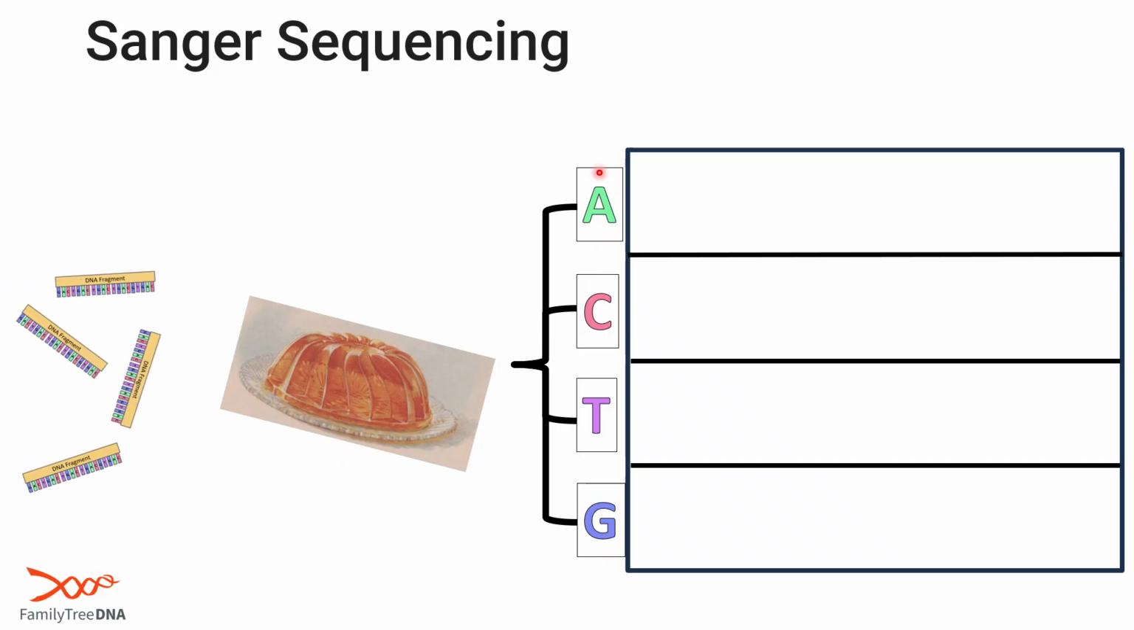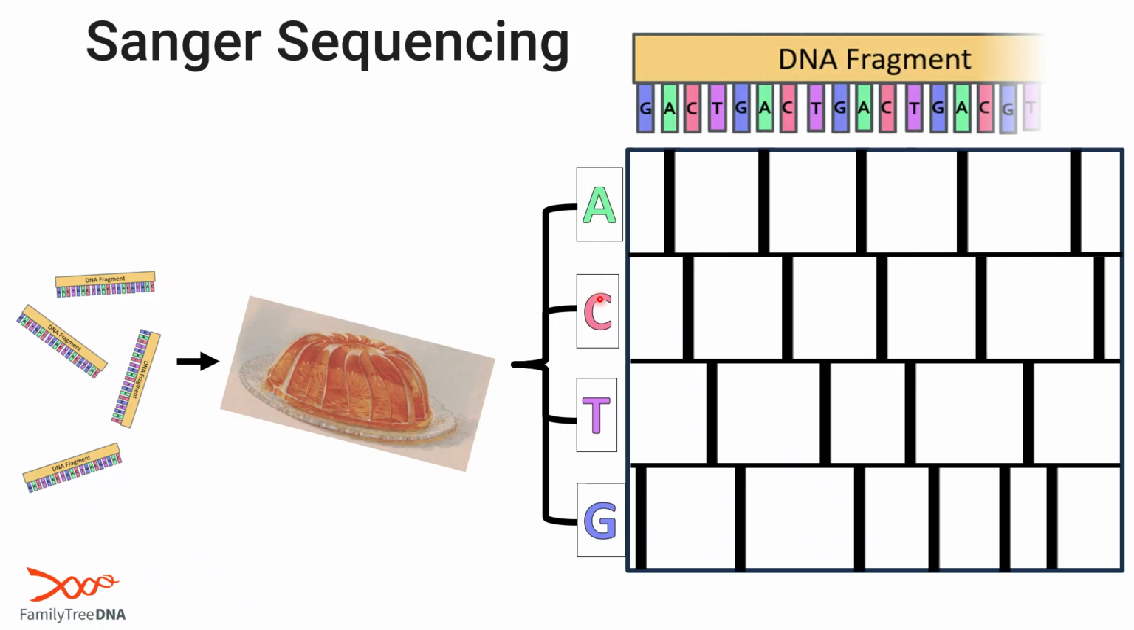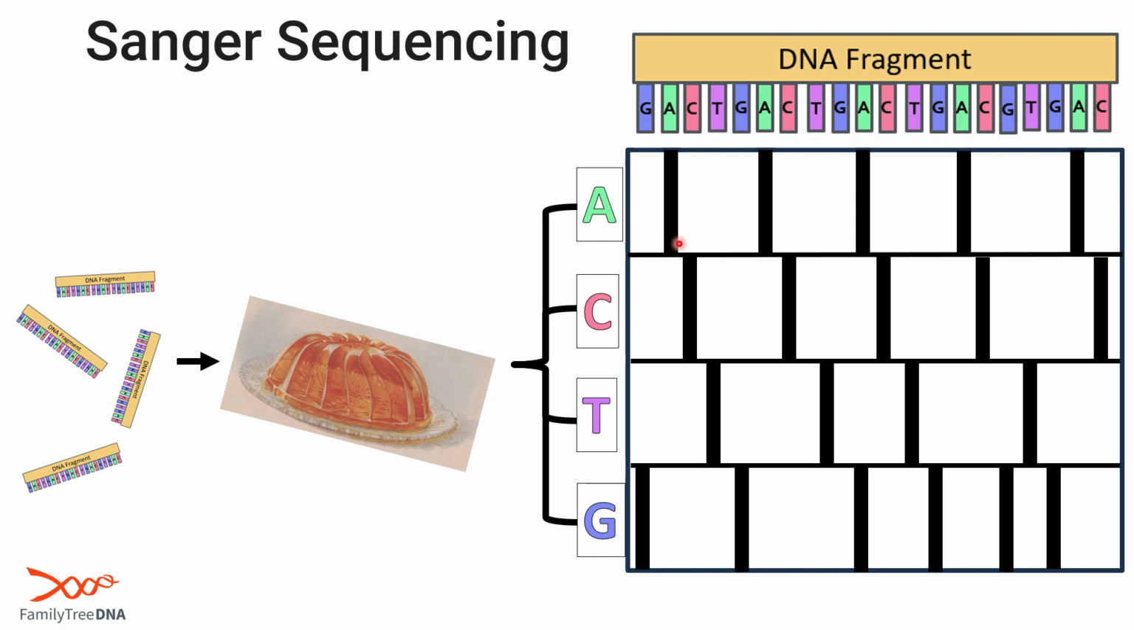So we take our little DNA fragments, we put them into our Jell-O mold, and then it reads the DNA fragment, and you can see that it picks up in each channel, it only marks the areas where its specific nucleotide value was picked up.